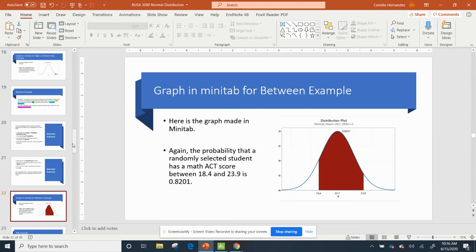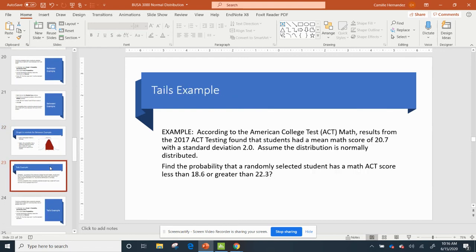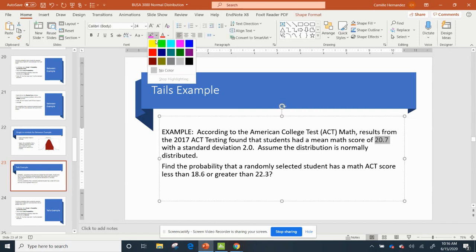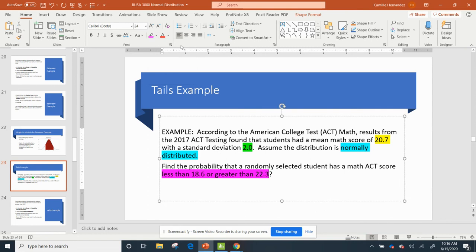The tail scenario is a little tricky, but it's easy once you get it. So again, I'm looking for the scores of students, and I'm still using that ACT with the mean math score of 20.7. Again, I'm going to highlight it in yellow to be consistent, and a standard deviation of 2. I'm going to assume the distribution is normally distributed. Then I want to find the probability that a randomly selected student has a math ACT score less than 18.6 and greater than 22.3.